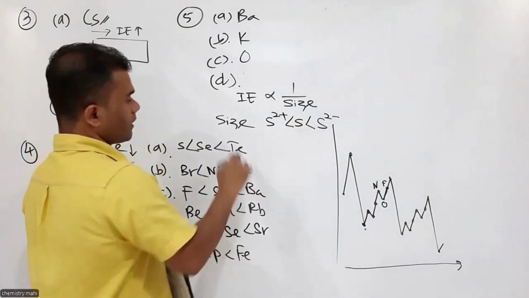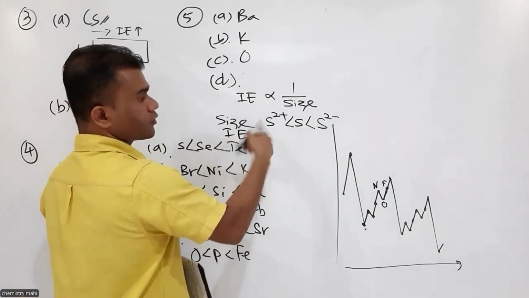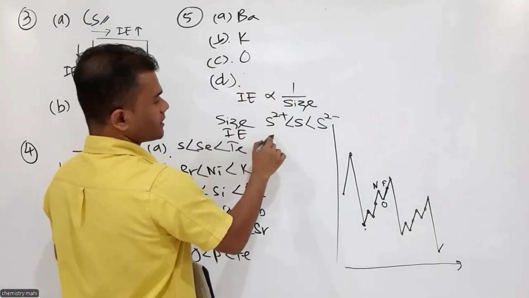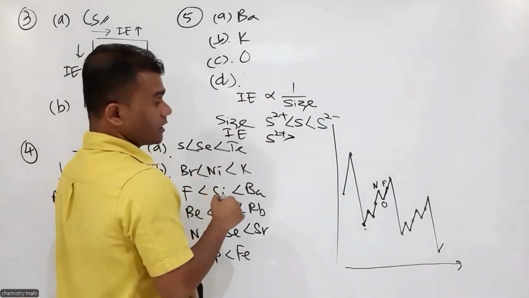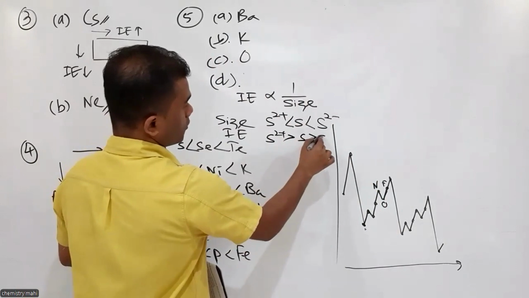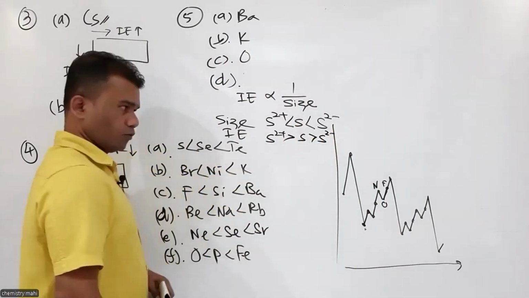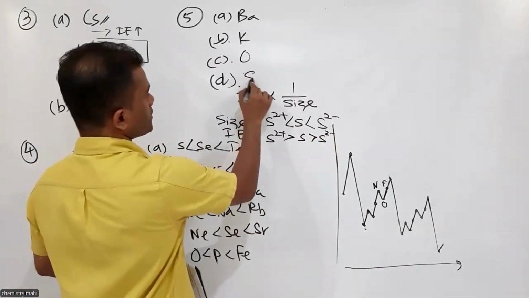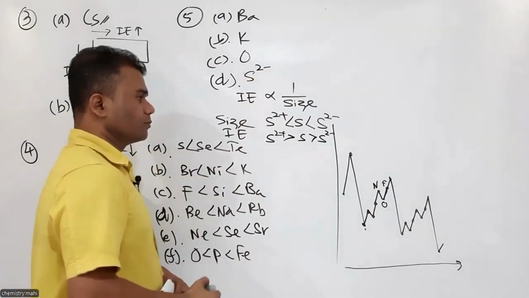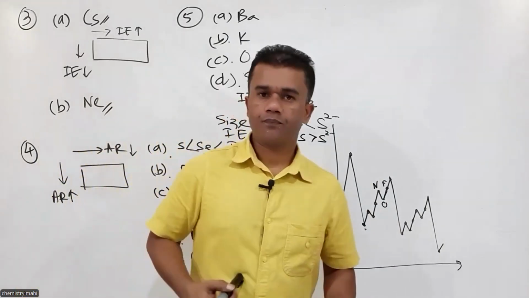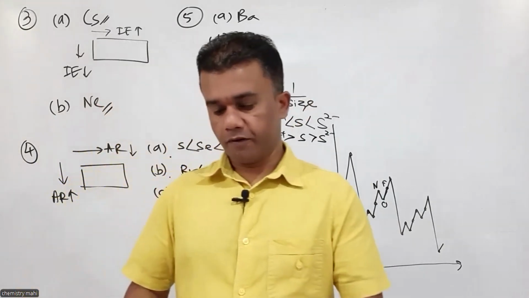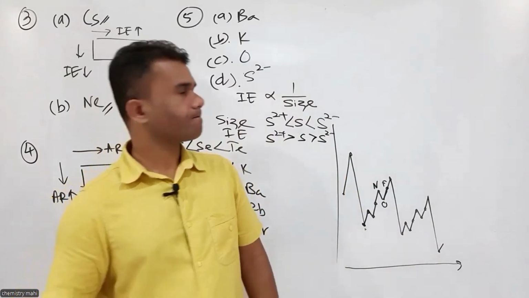Then what will be the ionization energy? It should be the opposite. Size increases, ionization energy decreases. S plus 2 has the largest ionization energy. The smallest ionization energy is S minus 2. They ask for the smallest. For D, the answer should be S minus 2. So if you are given these types of species, this is the way we get it.